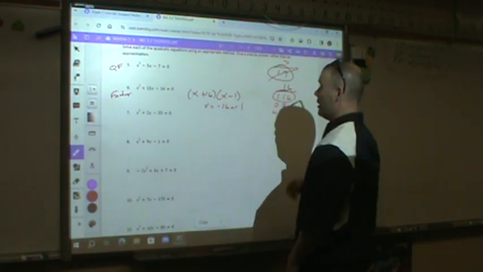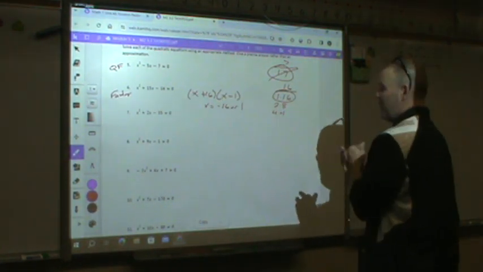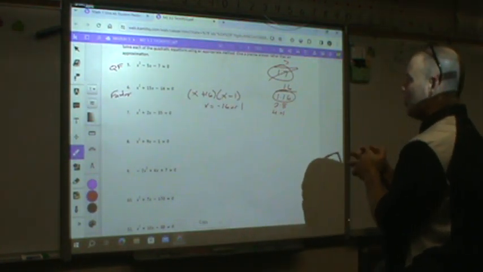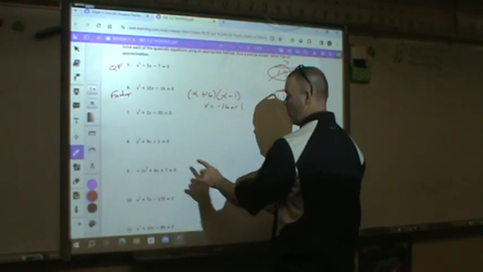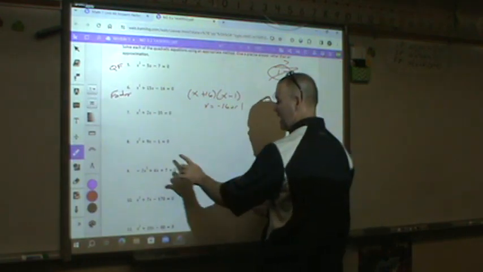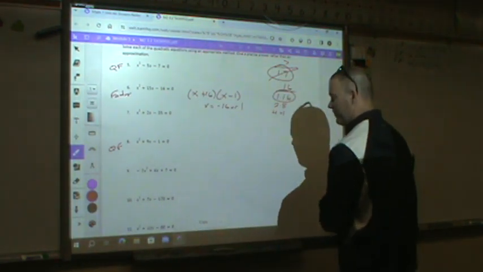See how quickly I did that? I couldn't do that up here. No, I had to plug it into that monstrosity of a form. So it's beneficial to determine how can I factor this. Are there factors of 35 that'll give me 2? Are there factors of negative 1 that'll give me 9? No. So I'm going to have to use the quadratic formula.